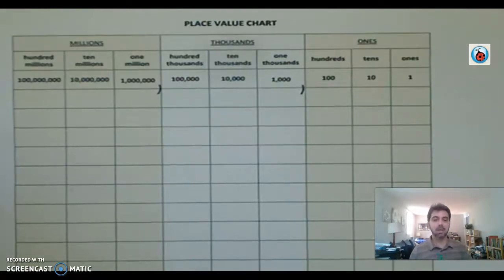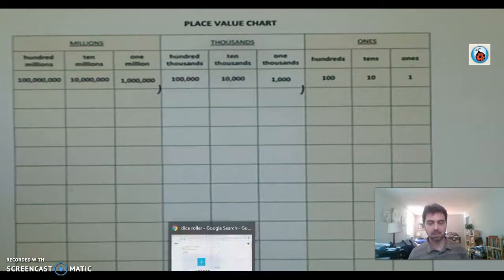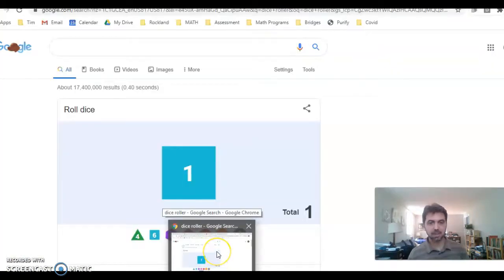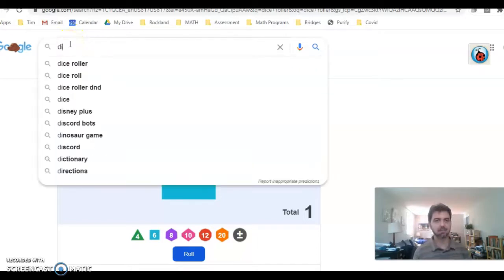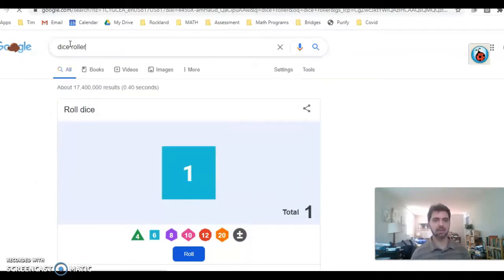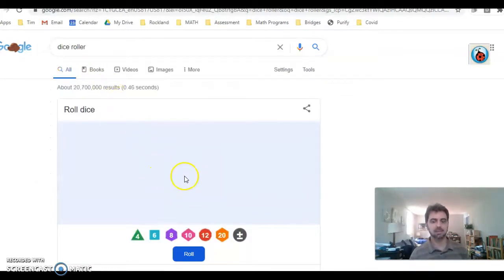Here's what we're going to do right now. We're going to play a place value game. You can play it anytime that you feel like, but I'm going to show you how it works. If you go to Google and type in dice roller and hit enter, this is what comes up.